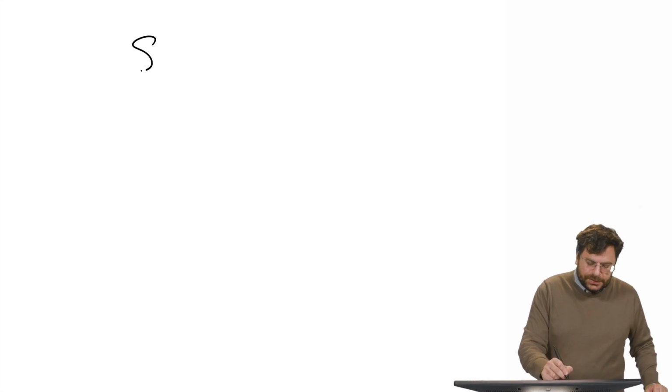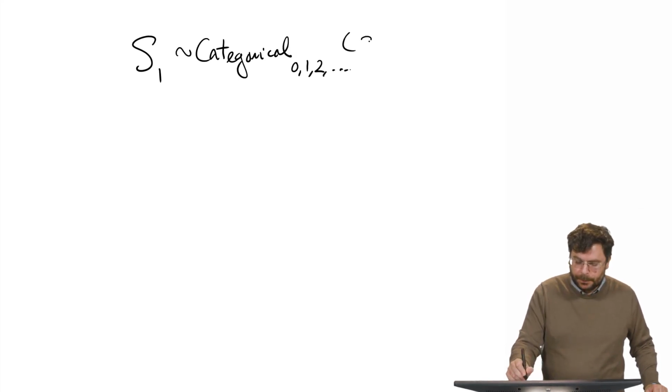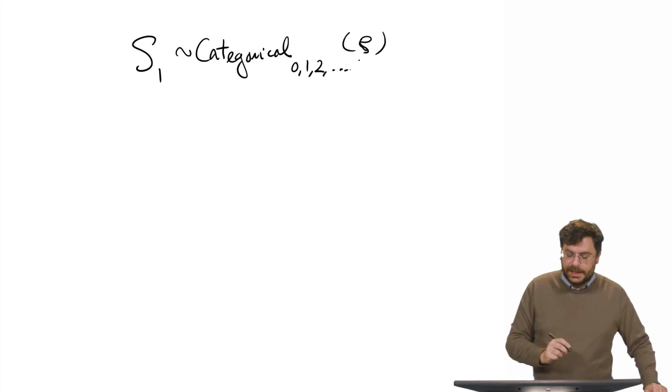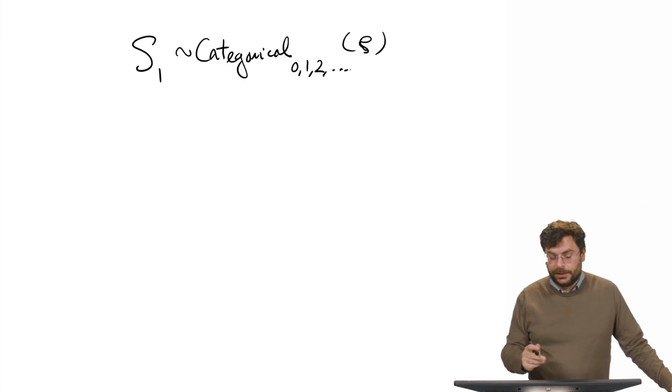So what's my initialization rule? S1 is drawn from a categorical distribution. And I can have very many constitutive states in this case. It depends on how many birth events I monitor.